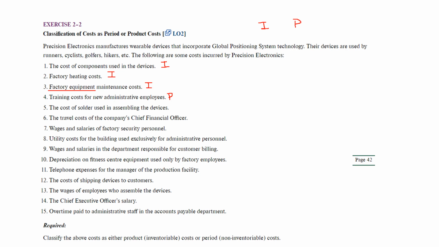Next is the cost of solder used in assembling the devices. I'm not sure what solder is, but that is definitely a product cost. It sounds like a direct material. That would be part of our product cost.